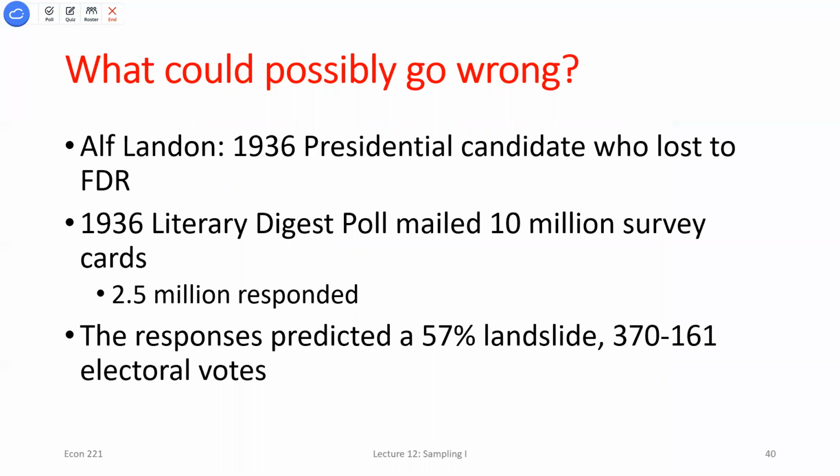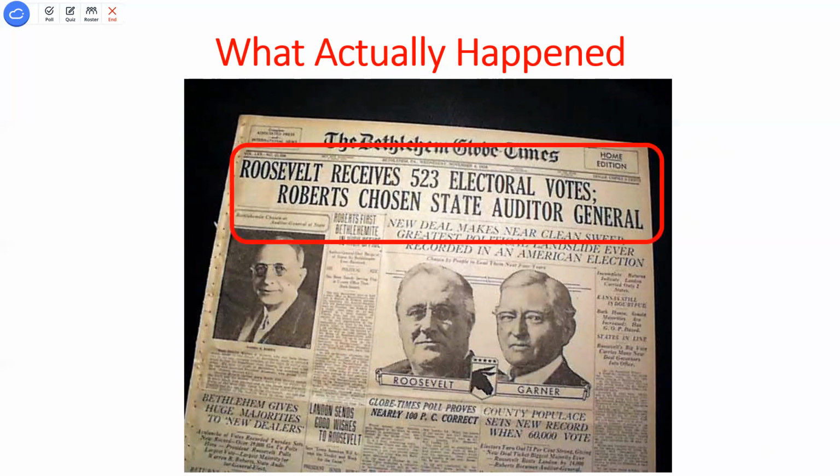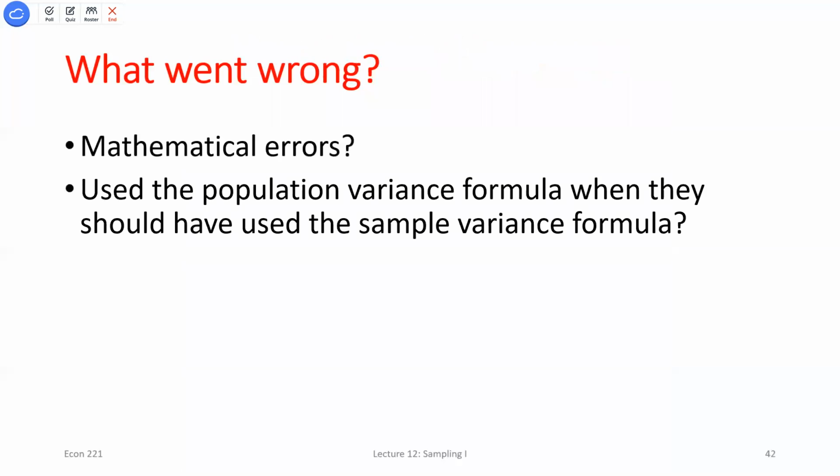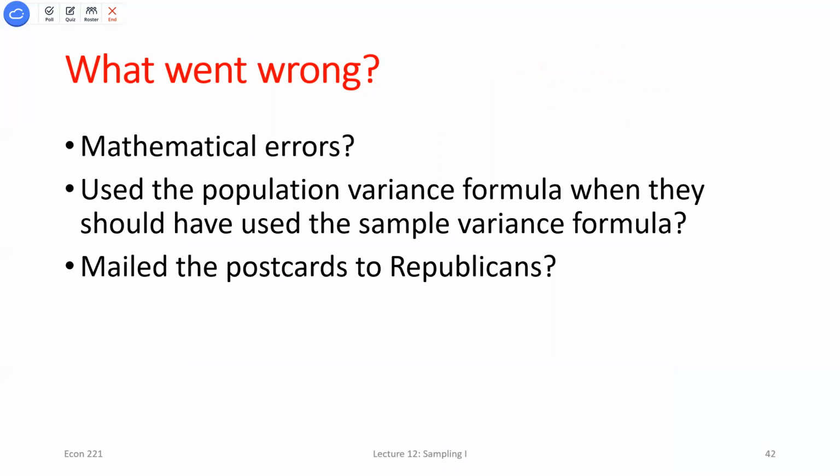Predicting a landslide for one person, and the actual outcome was a landslide for the opposing candidate. So we'll use this and walk through it and figure out what in their process went wrong. So, being stupid here, maybe they made math errors, or used the wrong kind of population sample variance formula. Well, that wasn't the case.